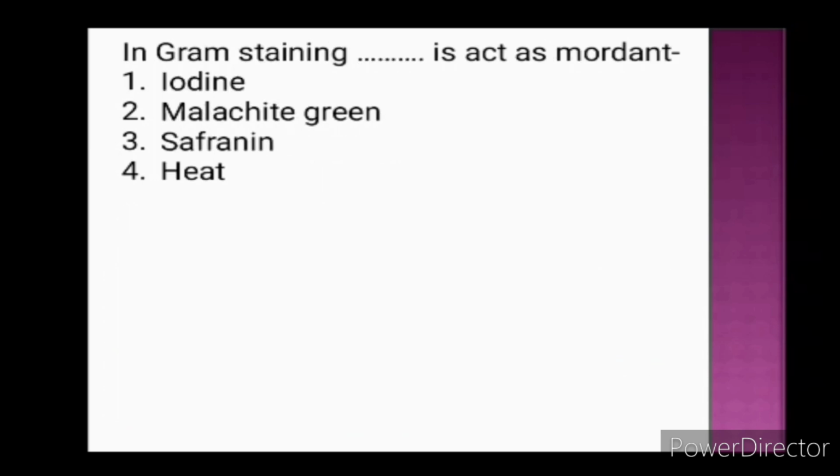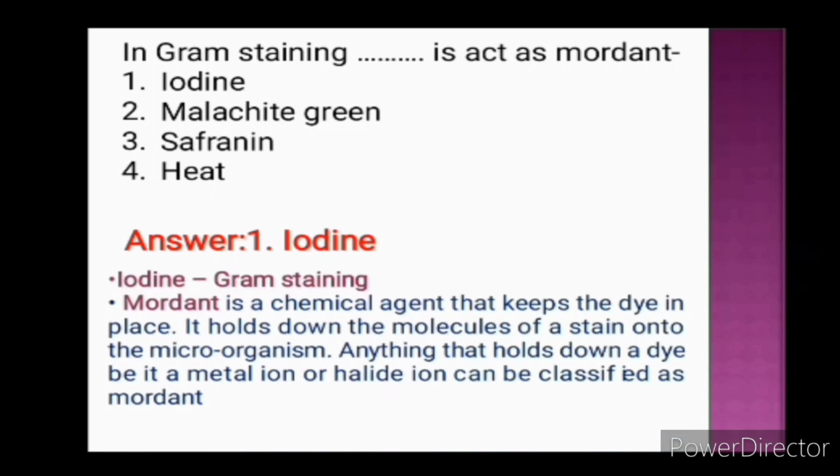Next question. In gram staining, dash acts as mordant. Option 1 iodine, option 2 malachite green, option 3 safranin, and option 4 heat. And the correct answer is option 1, iodine. So in gram staining, iodine acts as mordant.